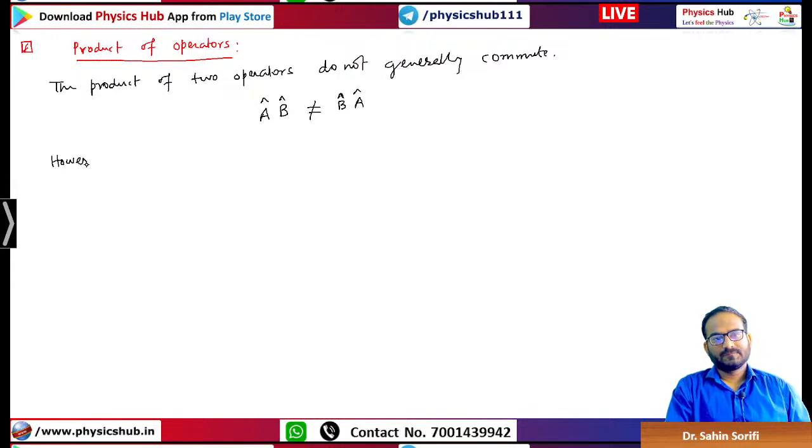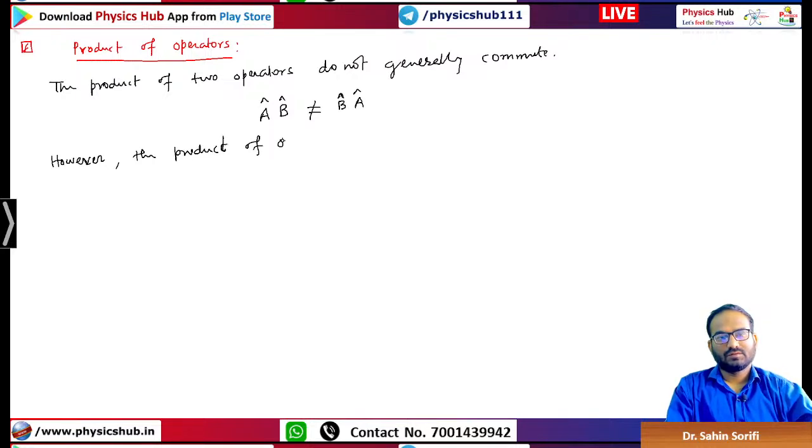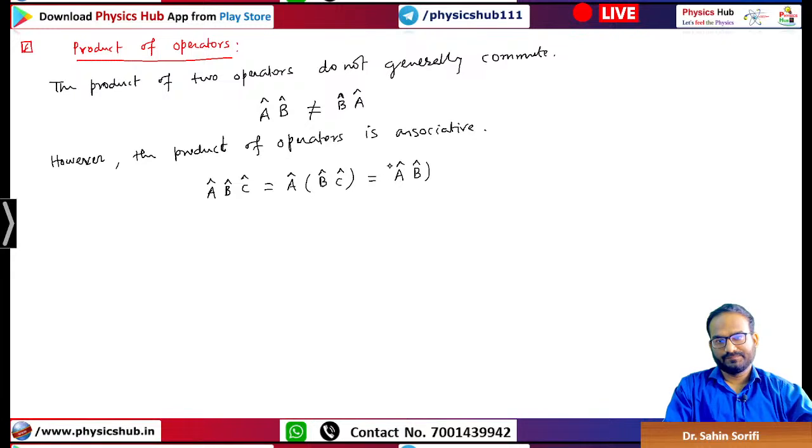However, the product of operators is associative. We have already defined what associativity is. Let's say we have the product of three operators A, B, C. You can write it as A times B times C, or you can also write A B C in the other grouping. This property is known as associativity.